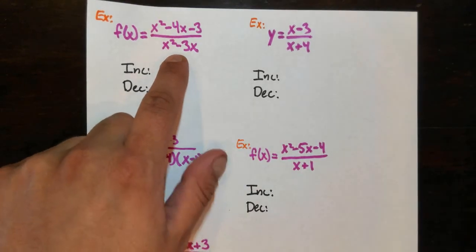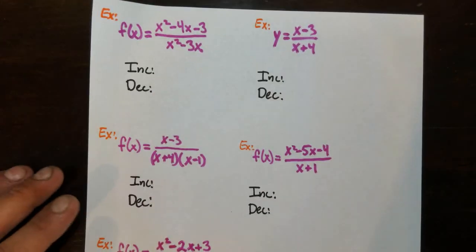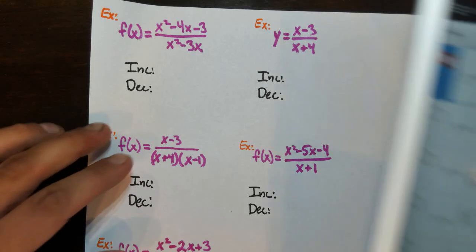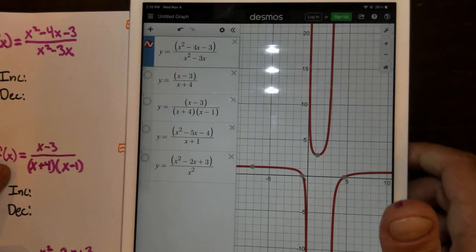F of x equals x squared minus 4x minus 3 divided by x squared minus 3x. So I went ahead and I graphed this function for us.